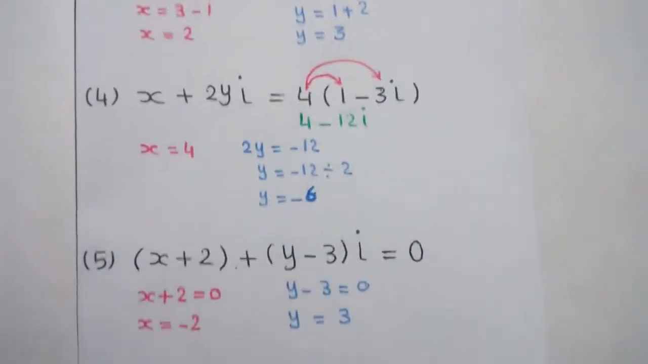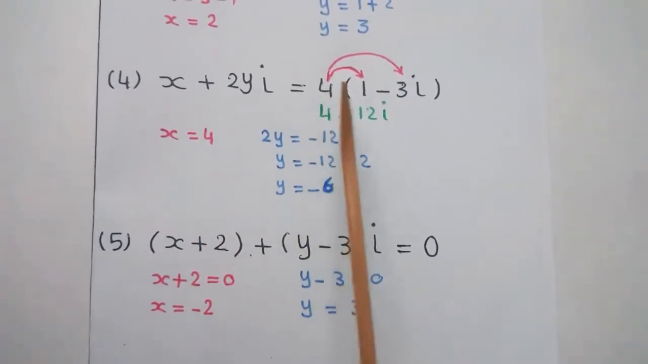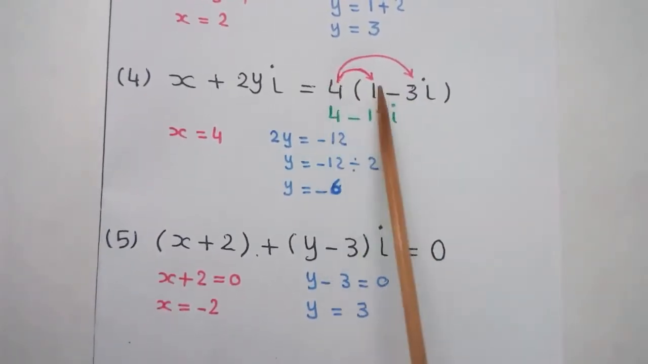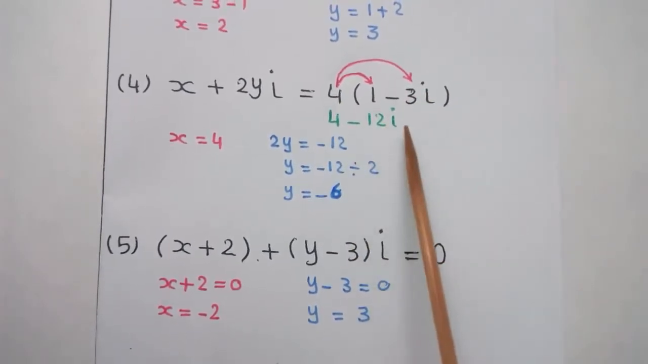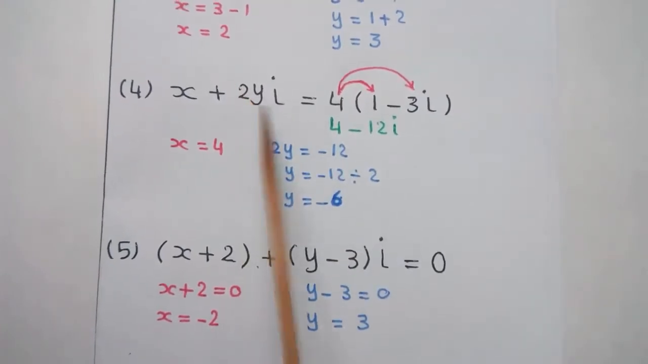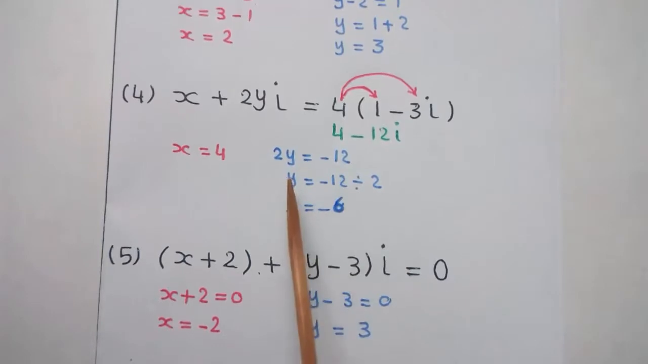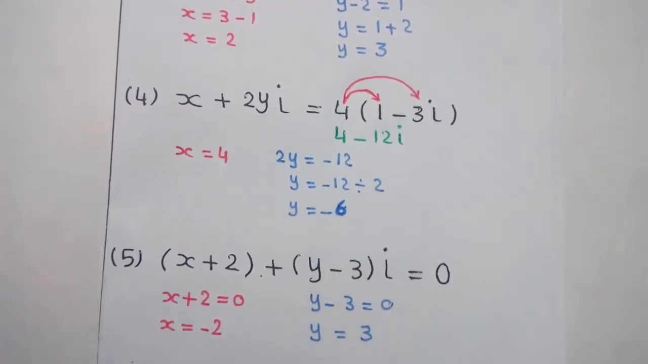Another example. x plus 2yi equal 4, open bracket, 1 minus 3i. 4 times 1, 4. 4 times 3i يبقى negative 12i. x equal 4. 2y equal negative 12 يبقى y equal negative 12 divided by 2, y equal negative 6.